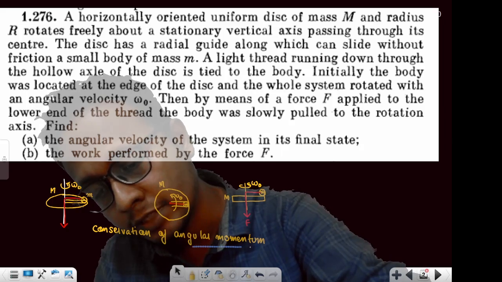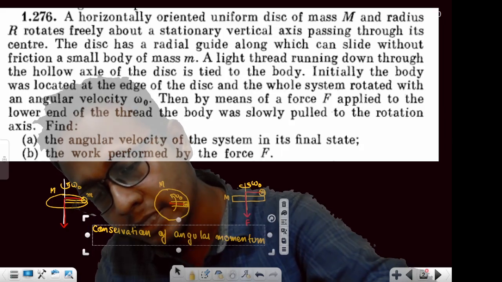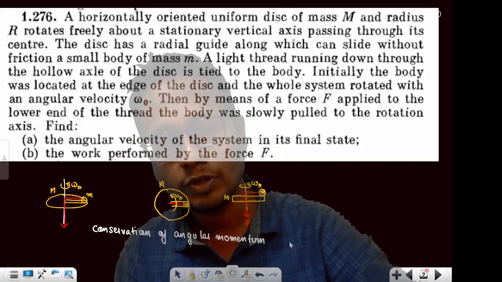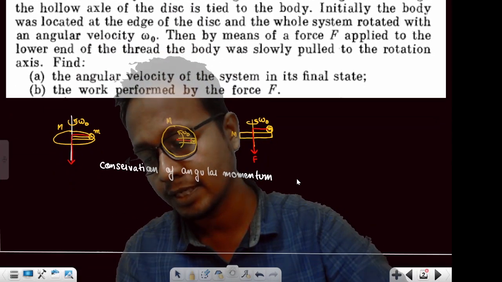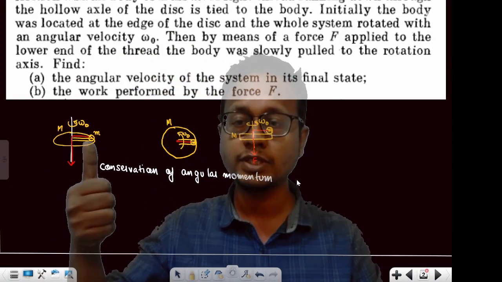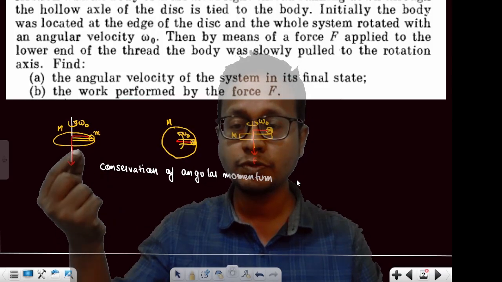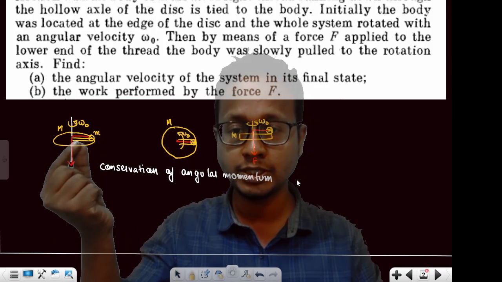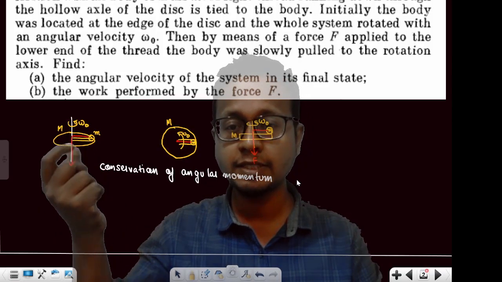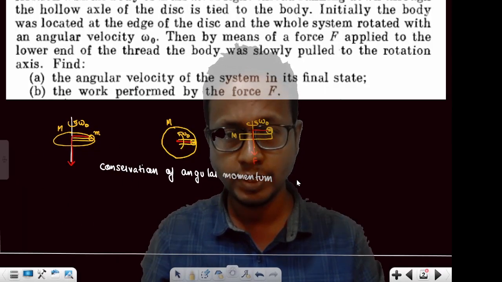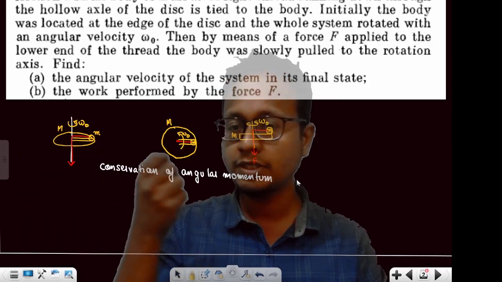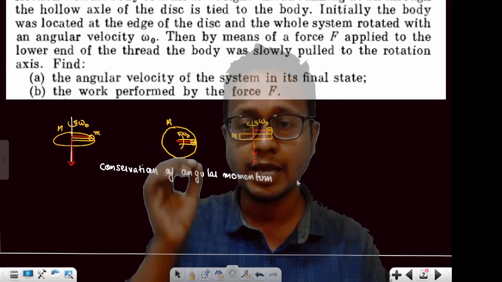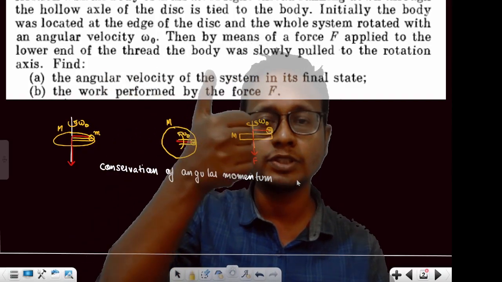Okay. So in conservation of angular momentum, if I say, okay, from conservation of angular momentum, I can easily say something like this. The initial angular momentum of the system with omega naught is equal to the final angular momentum. That means when this ball reaches the center, the disk, or the entire system, would rotate with some other angular velocity. Initial angular momentum of the system is equal to final angular momentum of the system, and we get the value of the final angular velocity of the system.